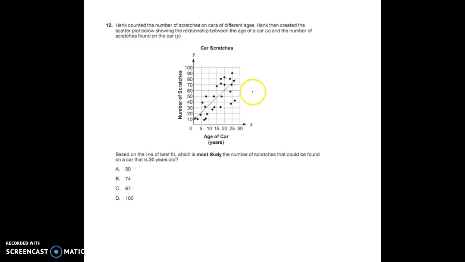Okay, so 30 years old is this last line up here. So when we come up here, we're looking at somewhere between 80 and 90 scratches. So something between 80 and 90 would be 87 scratches. I hope you extended your line appropriately.